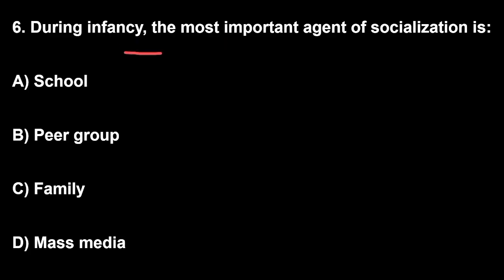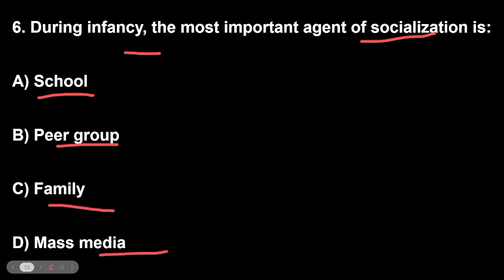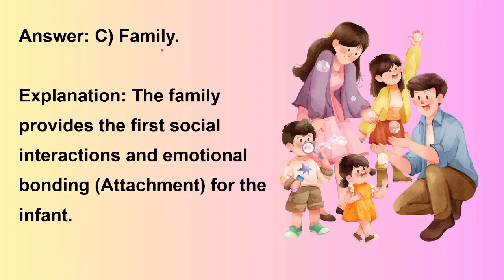During infancy, the most important agent of socialization is school, peer group, family, or mass media. And the right answer is family, because the family in this stage provides the first social interactions and emotional bonding or attachment for the infant.